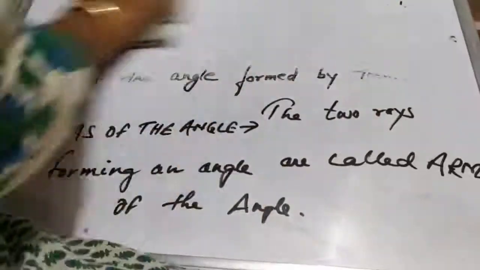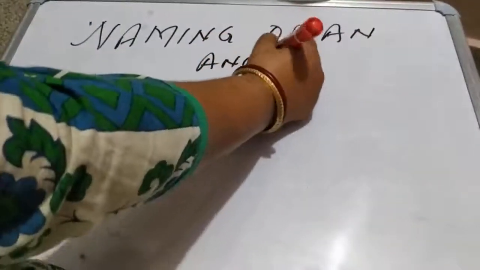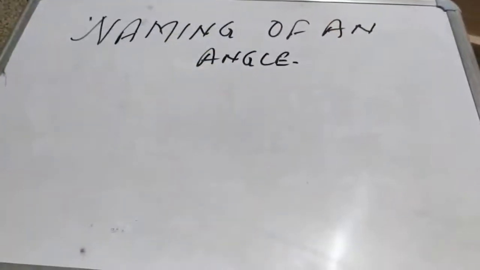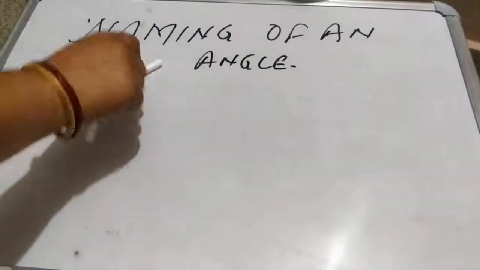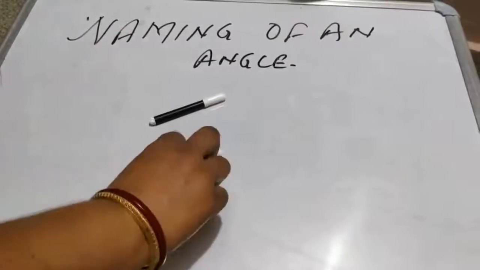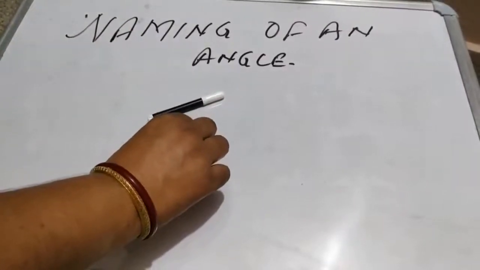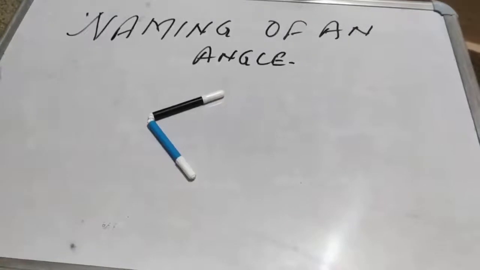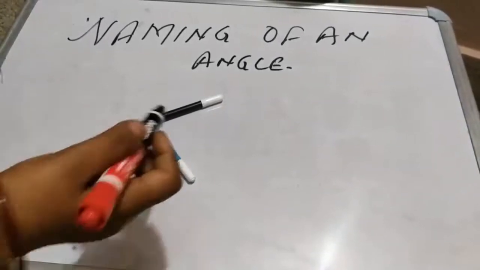Let us come to another topic. The topic is how to name an angle. So, naming of an angle. Now, this is an angle. This is the first ray and this is the second ray. They are coinciding with each other at a point. This is the vertex. Okay. So, let us name it.